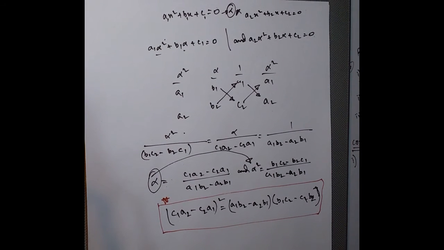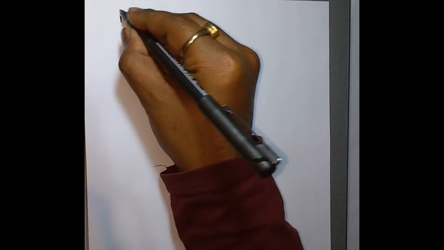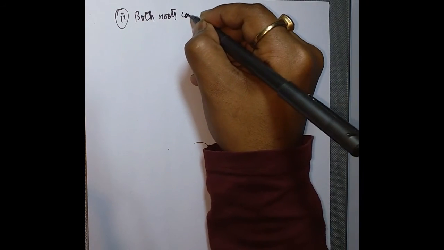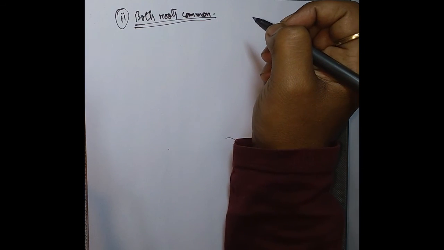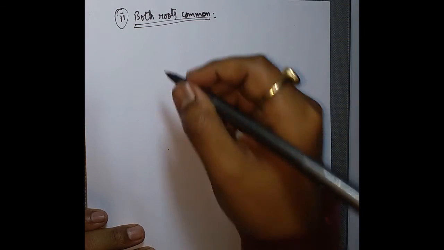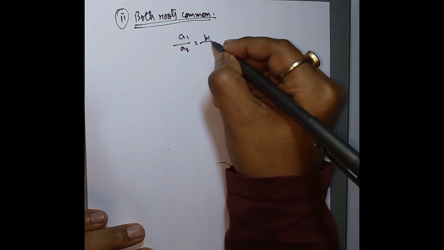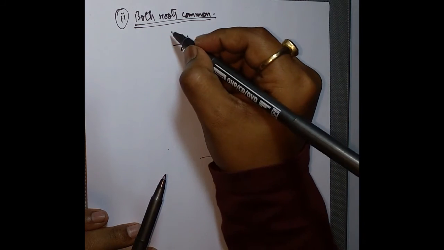What will happen if I have both the roots common? Then the case is simpler than anything. Case 2, both roots common. When you have both the roots common, just have the ratio same: a1 by a2 is equal to b1 by b2 is equal to c1 by c2. This is the simplest case of all.